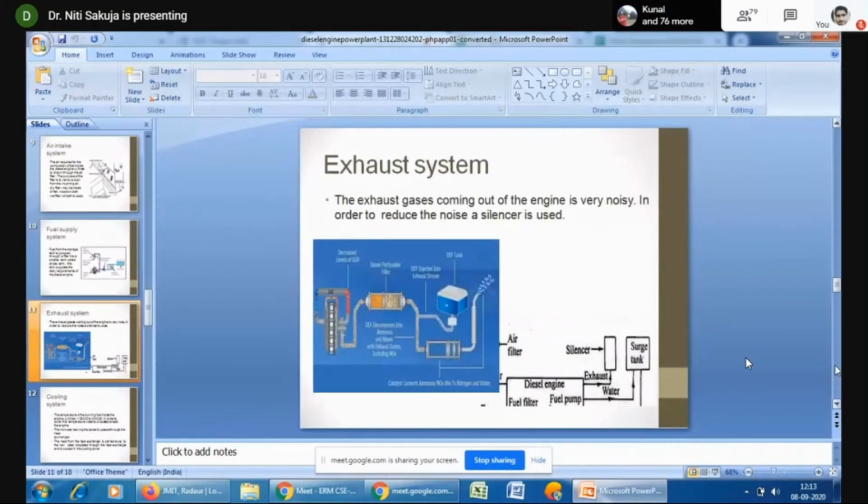Now comes the exhaust system. The gases coming out of the engine are very noisy, so in order to reduce the noise we need a silencer. The silencer is connected to the exhaust, and it is used to reduce the noise when the engine is running.